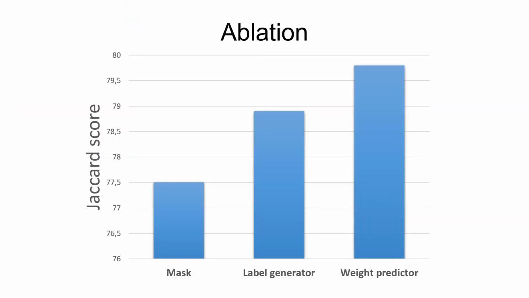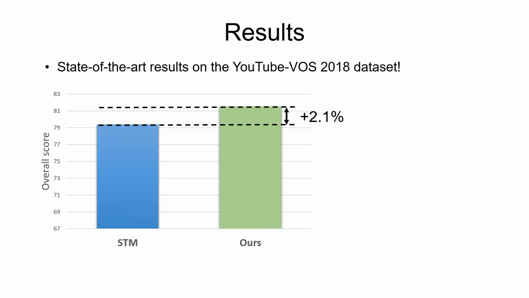We here show that learning what to learn has a significant impact on the performance of our approach. We evaluate on a validation set consisting of 300 sequences from the YouTube-VOS training split that was not included during training. When just using the mask as labels in the few-shot learner, we achieve a Jaccard score of 77.5. When including the label generator, we see a clear improvement. Finally, by adding the weights from the weight predictor in the few-shot learner loss, we gain an additional significant boost in performance.